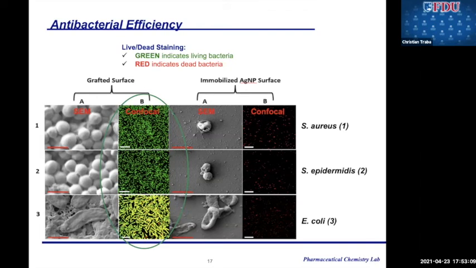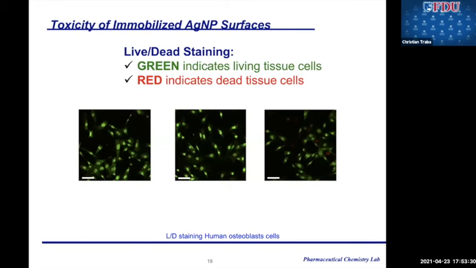In other words, the green color that we're seeing on our grafted surfaces indicates live, healthy bacteria. On the other hand, on immobilized surfaces, the red color that we see demonstrates dead bacteria. Due to the excellent anti-infection activity of our immobilized surfaces, it was imperative for us to test the biocompatibility of these same surfaces and evaluate the results.